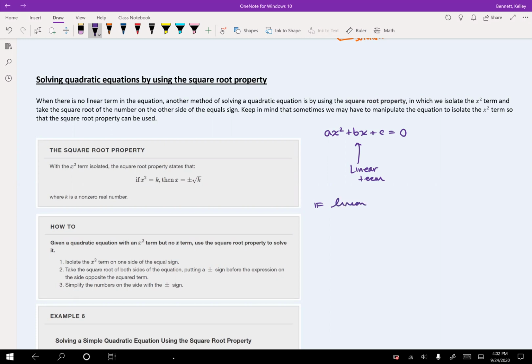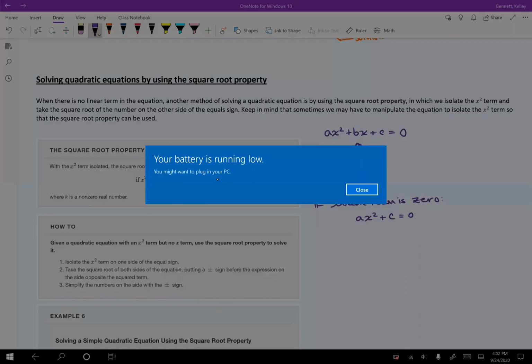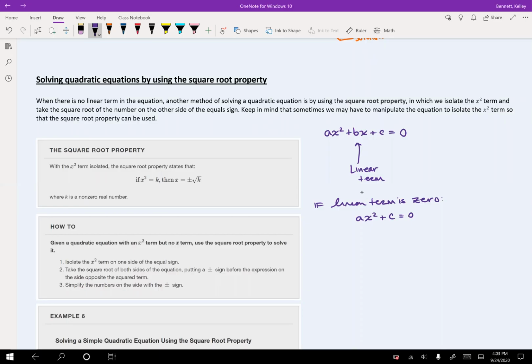If our linear term is 0, then we would just have ax squared plus c equals 0. And this is the kind of equation that we can solve using the square root property. So the square root property here in the gray box says that if x squared equals k, then taking the positive and negative square root will be a solution for that. So let's do some examples to see how that all works out.